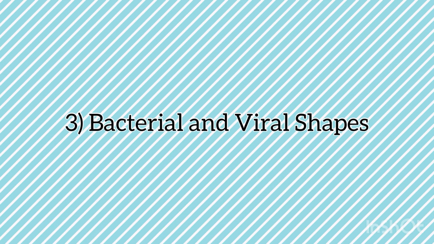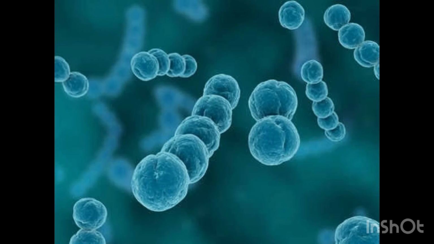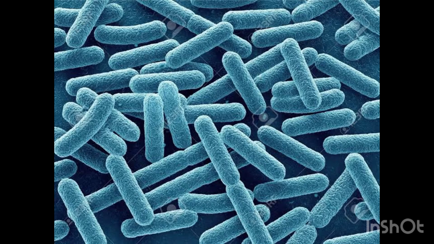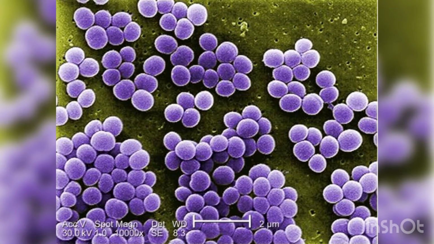Now we're going to talk about the bacterial and viral shapes. There are 3 main shapes of prokaryotes: cocci, bacilli, and spirochetes. Cocci are spherical or round-shaped, bacilli are rod-shaped, and spirochetes are spiral-shaped. However, bacteria can come in several other shapes. For example, more than one coccus clustered together forms staphylococcus, and the same goes for the other shapes.